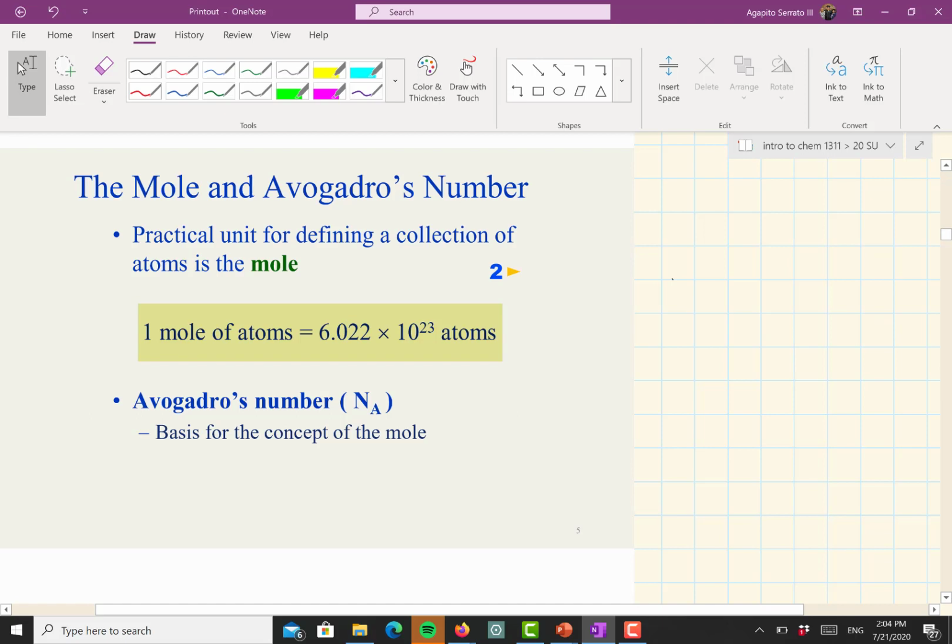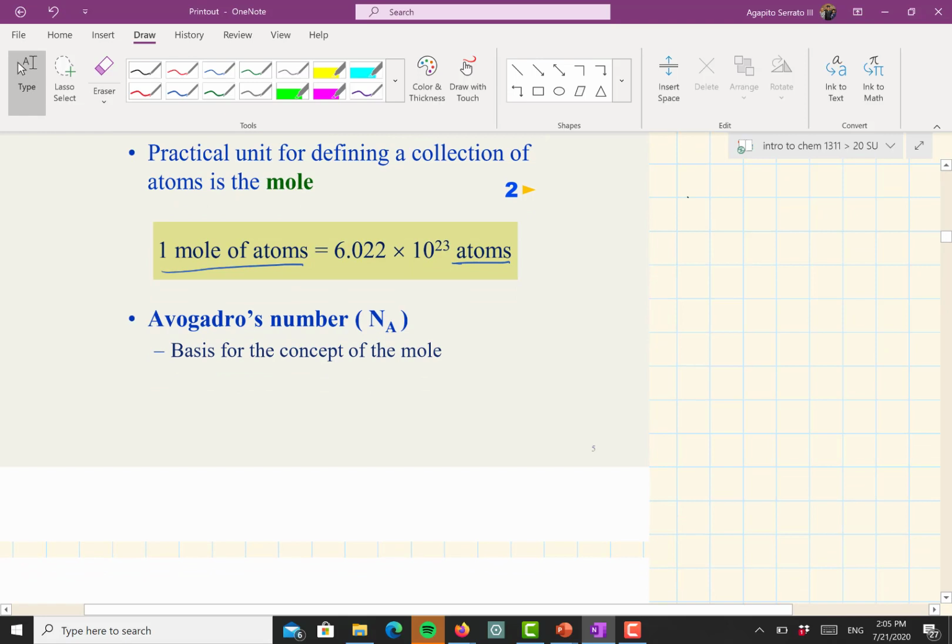This relationship is known as the mole. The mole was defined as being equal to 6.022 times 10 to the 23rd atoms. Here it is specifically defined as 1 mole of atoms is equal to 6.022 times 10 to the 23rd atoms. Does it have to be just atoms? No, absolutely not. We can define a mole to be anything. It can be any particle or any unit you want to define.